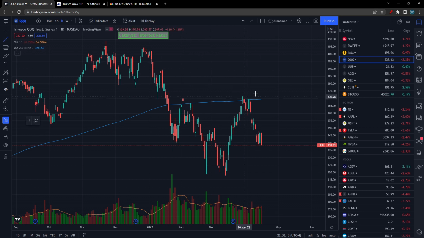All right, so let's start with a line right here connecting these two tops.